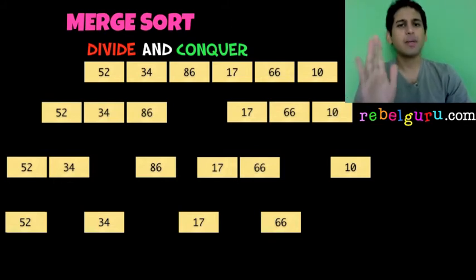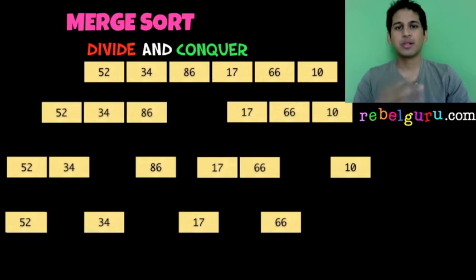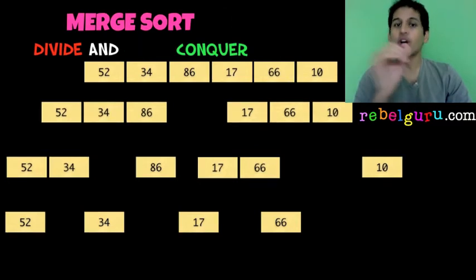Okay, so think about this carefully. What we have now is 6 arrays. 52 is an array of its own, 34 is an array of its own, 86 is an array of its own, 17, 66, and 10 are arrays of their own. And we want to merge them back into the big array which is sorted. So let's take a look at the conquer part.